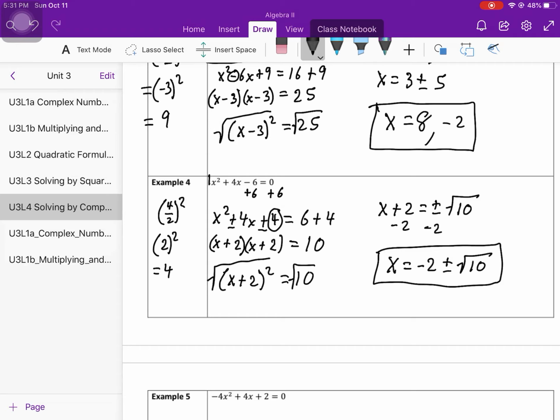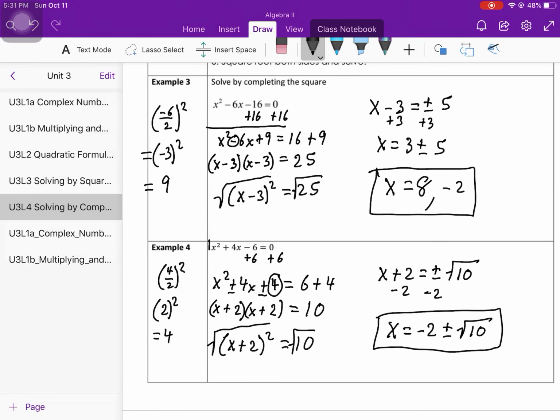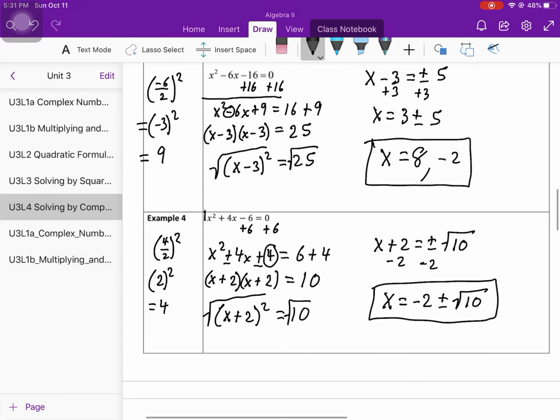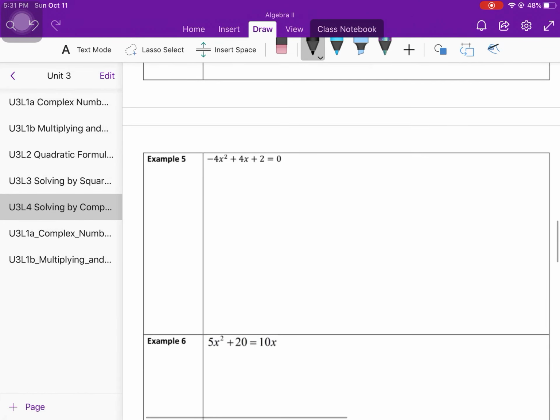Now you can leave your answer like this because you can't combine negative 2 and square root of 10. Those numbers just won't combine, so we can just leave it. Whereas the one before, we actually could add and subtract 3 and 5. That's why we did combine them.